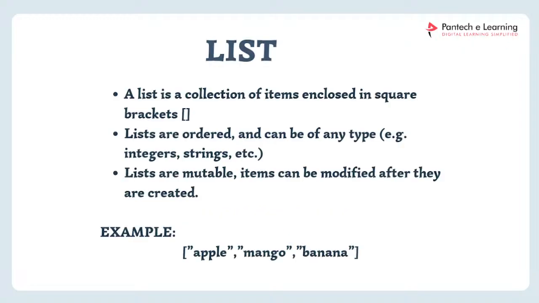So first we are starting with the list. A list is a collection of items enclosed in square brackets. A list is ordered and accepts all kinds of data types, and a list is mutable, so it can be modified and created. So what is the meaning of this?